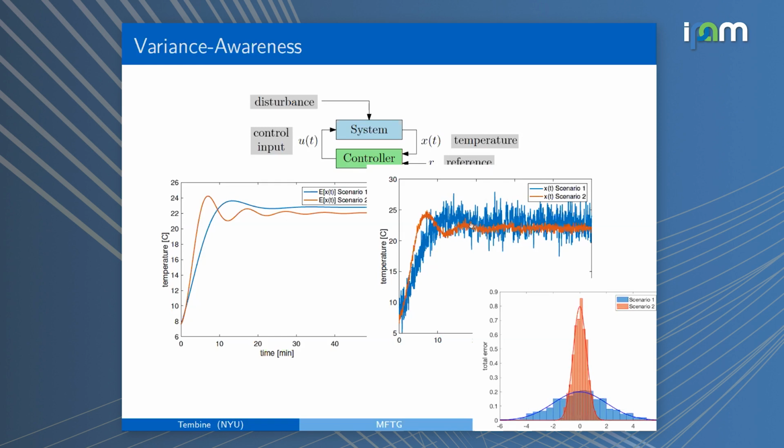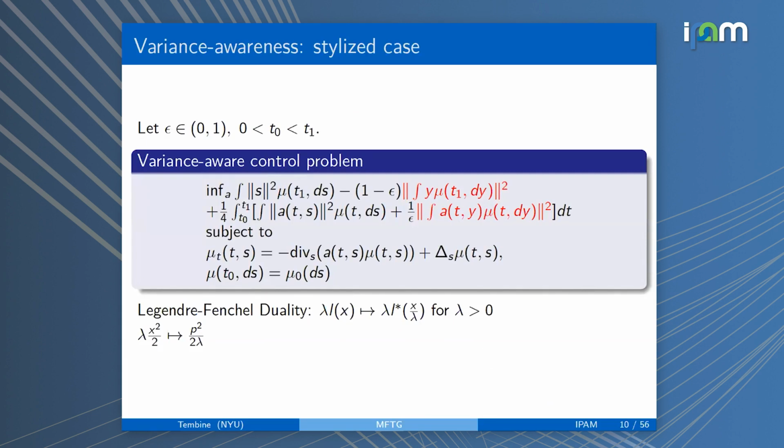In risk-aware control or in variance-aware control, the variance is smaller than the classical risk-neutral control. All right. So can we formulate the previous problem?